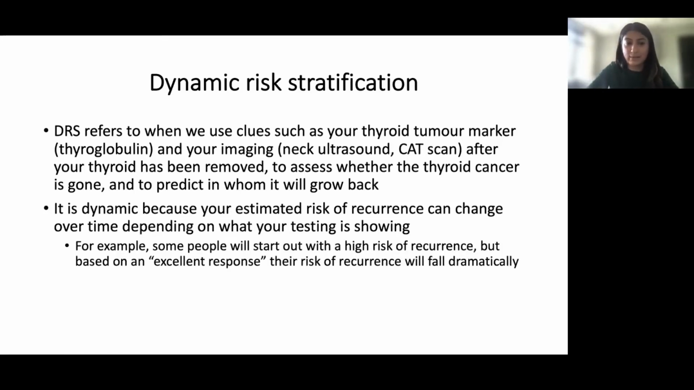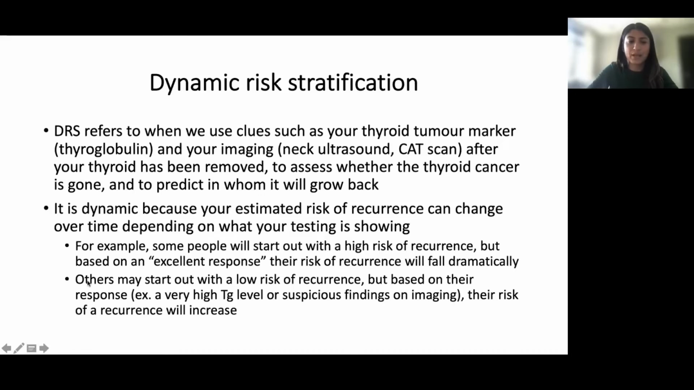And so I'll give you an example of that. So some people will start out as a high risk of recurrence based on those variables that I had showed on an earlier slide, but based on having an excellent response, their risk of recurrence will fall dramatically. So that you start out high risk, but now it looks like your tumor is totally gone and your risk falls really low. Other patients might start out with a low risk of recurrence, but then based on their response, for example, they might have a high tumor marker, or there's something suspicious on their imaging. Their risk of recurrence actually increases, even though they were initially called low risk.